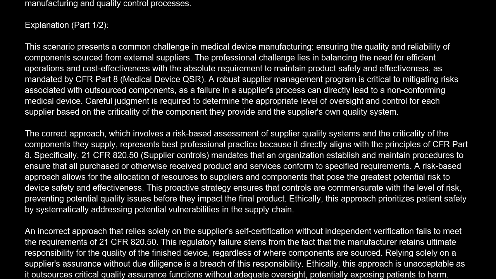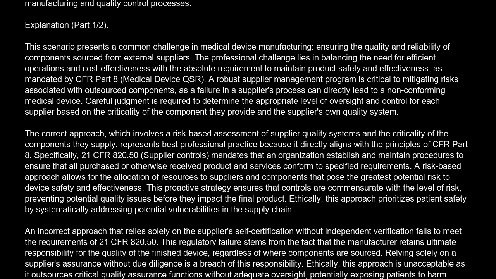The correct approach, which involves a risk-based assessment of supplier quality systems and the criticality of the components they supply, represents best professional practice because it directly aligns with the principles of 21 CFR Part 820. Specifically, 21 CFR 820.50 Supplier Controls mandates that an organization establish and maintain procedures to ensure that all purchased or otherwise received product and services conform to specified requirements.